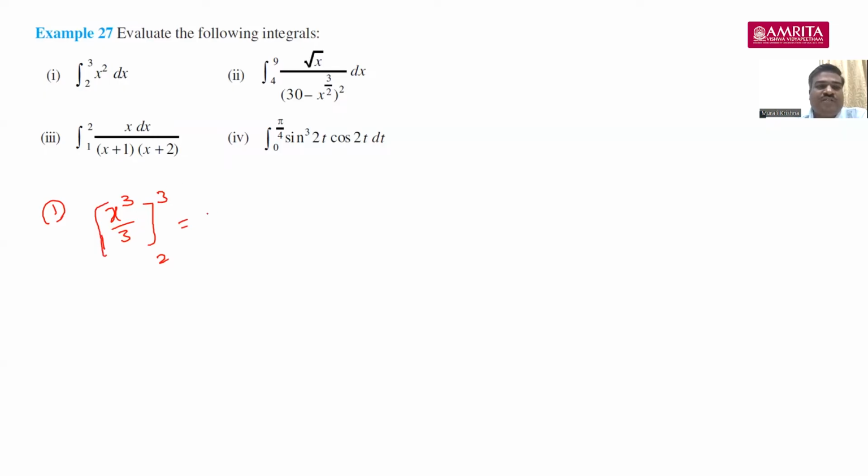So substituting the upper limit 3 in the place of x. With respect to whatever variable you are doing the integration in, only we will substitute the upper limit. In the place of x, substitute the number 3: 3 cube by 3 minus 2 cube by 3. Once you simplify, 3 cancels, 3 square is 9, and this is 8 by 3. So ultimately, 27 minus 8, 19 by 3. This is the first question.